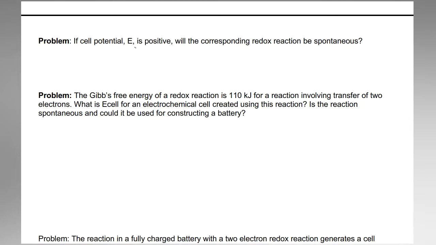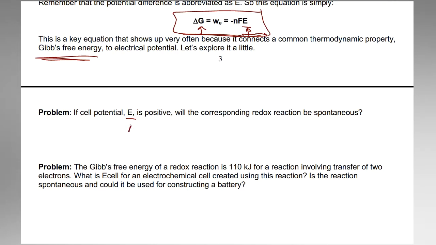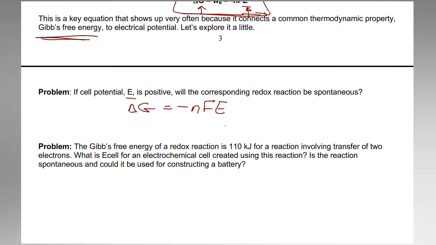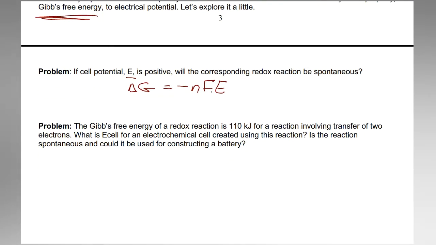If a cell potential E is positive, will the corresponding redox reaction be spontaneous? So let's look back at our equation now. Delta G equals minus nFE0. n and F are both positive values. And I've just told you that E is also positive. So the product of three positive things is positive, and then there's a negative sign in front. So delta G will be negative according to this equation.